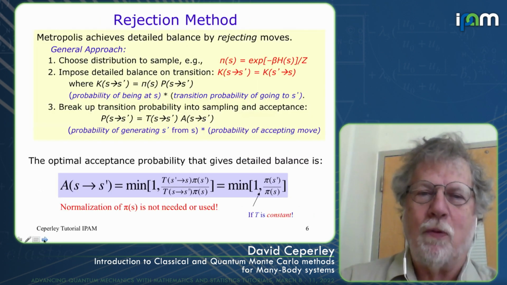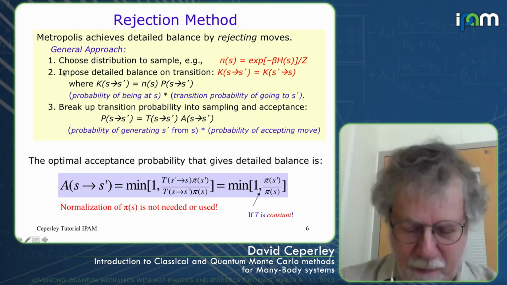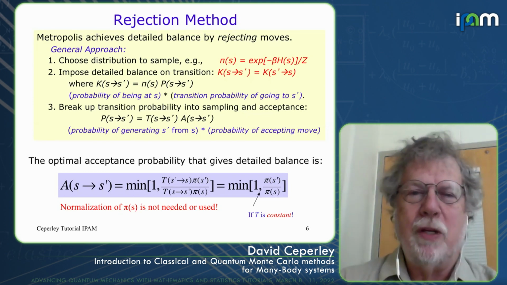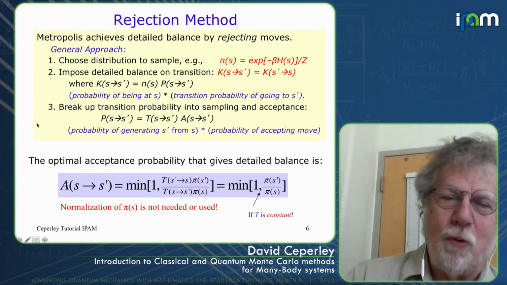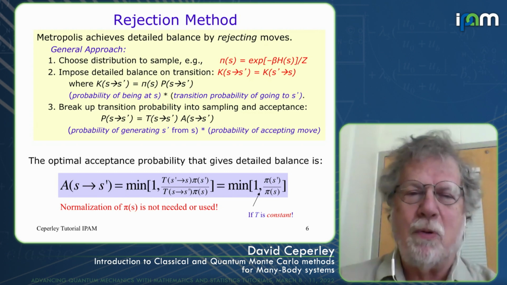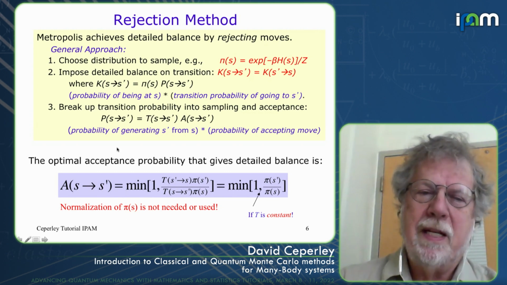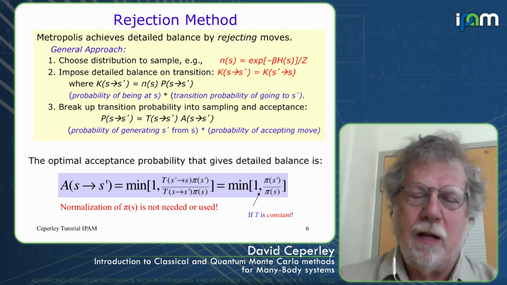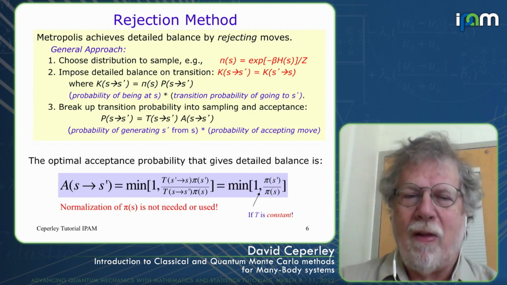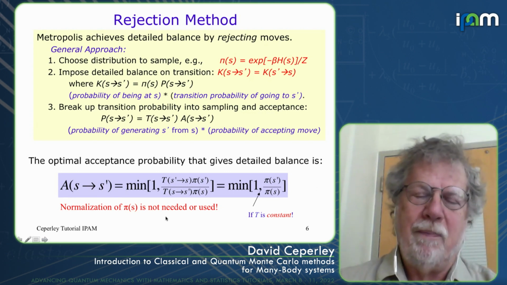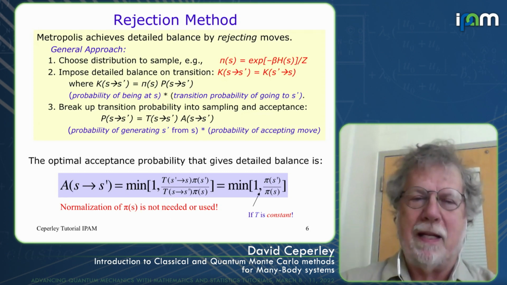It's all fairly straightforward. And the way Metropolis, their insight was to use a rejection method in order to achieve the detailed balance. And this is the formula that is sort of the optimal formula to use. You make some transition probability, T, to moving from S to S prime, a trial move, and you can choose a variety of trial moves, and then you accept or reject the trial move based on this probability. And this then will satisfy detailed balance.